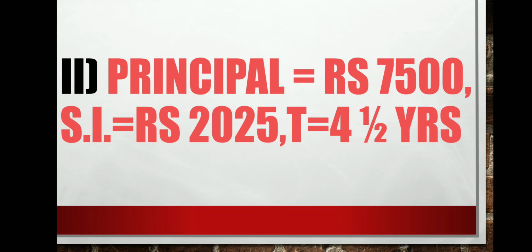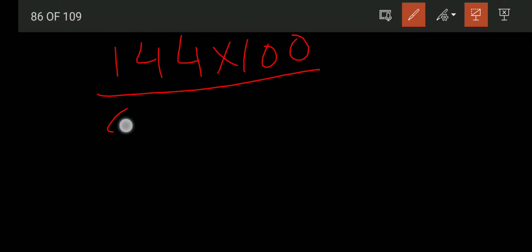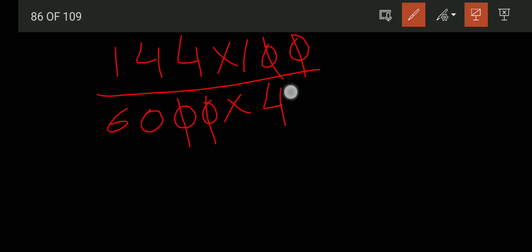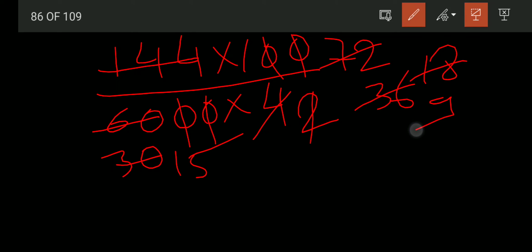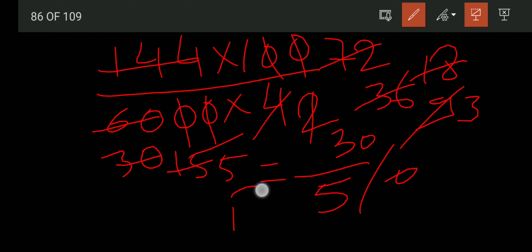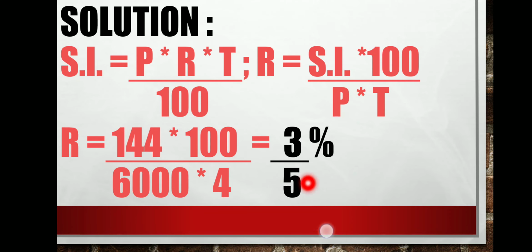I'll show you the working. This is 144, this is SI into 100 divided by 6000, that is the principal. 4 is time. So 2 zeros get cancelled. 4, 2 2s are 4, 2 7s are, 2 2s are 4, 2 3s are 6, now 30 and 18, now 15, 9, this is 3, this is 5. So 3 by 5% rate of interest, that is 3 by 5%. See here, 3 by 5% rate of interest.